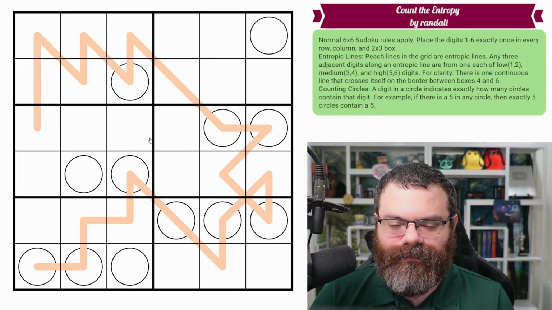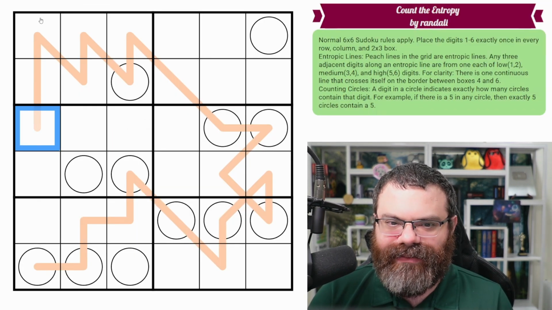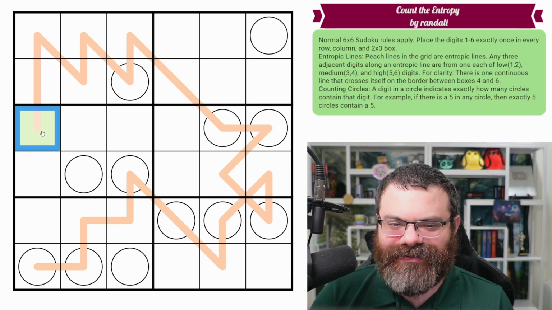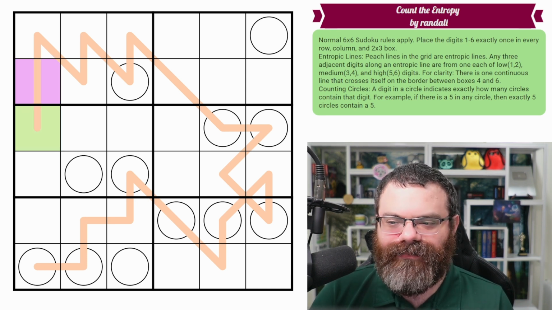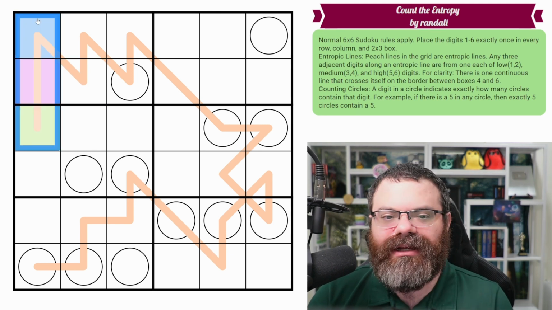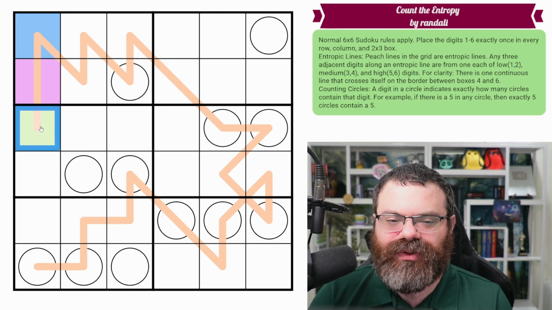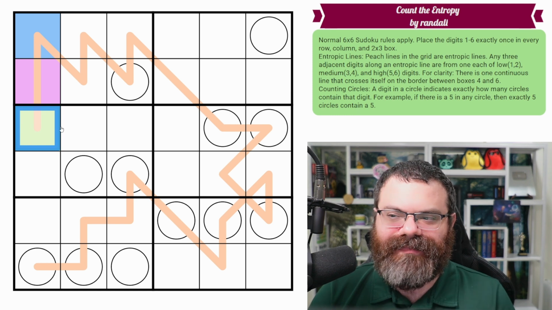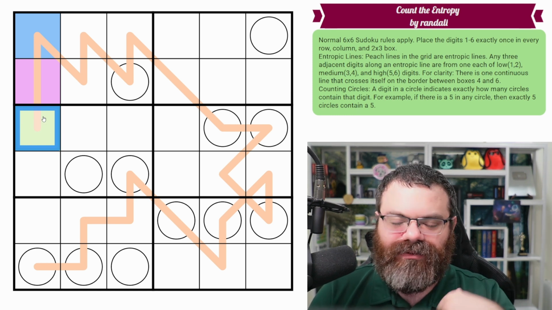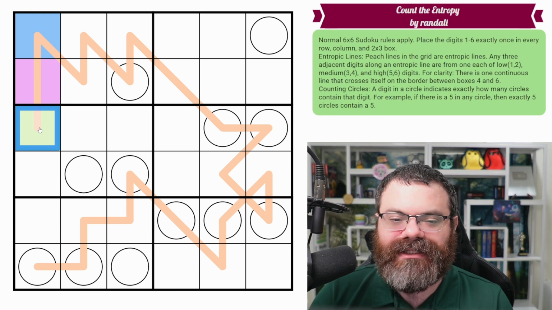So with entropic lines, I think a really good way to start is to color. So what do I mean by that? Well, I'm just going to use green, purple, and blue. What these represent is, I don't know which group green is, but it's going to consistently be the same group. So green might be 1, 2, green might be 3, 4, or it might be 5, 6. We don't know, but it's going to be one of the groups.